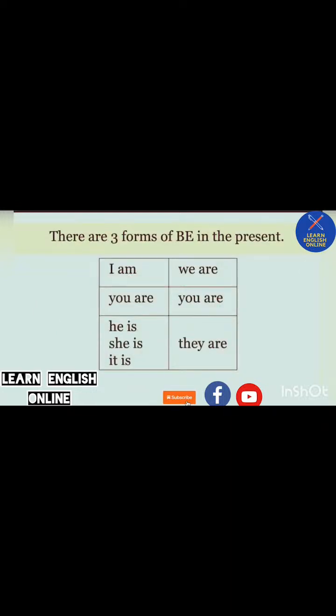There are 3 forms of be in the present, but we have more than 3 pronouns in this chart. Am always goes with I and only I, but look at are. Are goes with you, we, and they. And is could be he is, she is, or it is. This is why we always need a subject in every sentence in English. Let's look at an example.